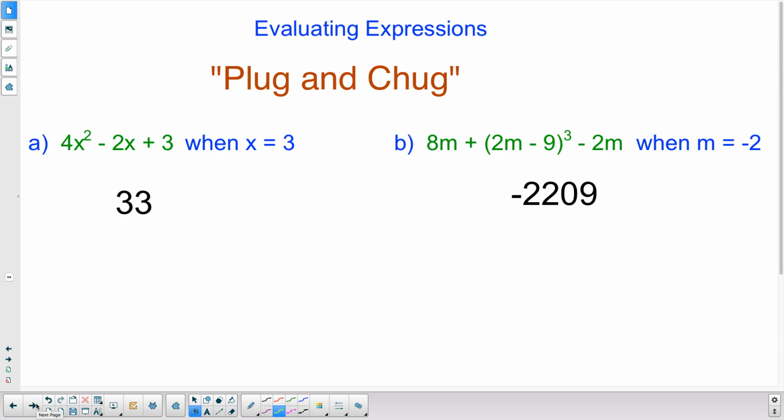Plugging and chugging, evaluating those expressions. So basically all you're doing in the first one was substituting, putting 3 in for x and then doing the math associated with it. You should have gotten 33. When you put in negative 2 for m in the second one, you should have gotten negative 2,209. Okay? Questions on those two? Okay.